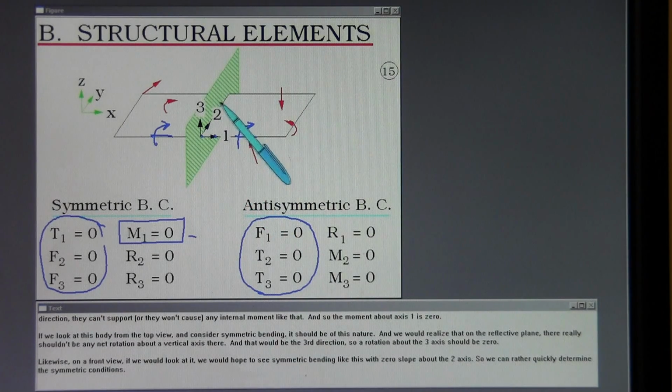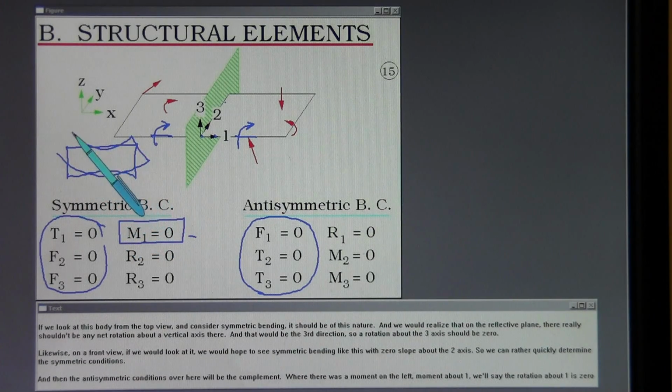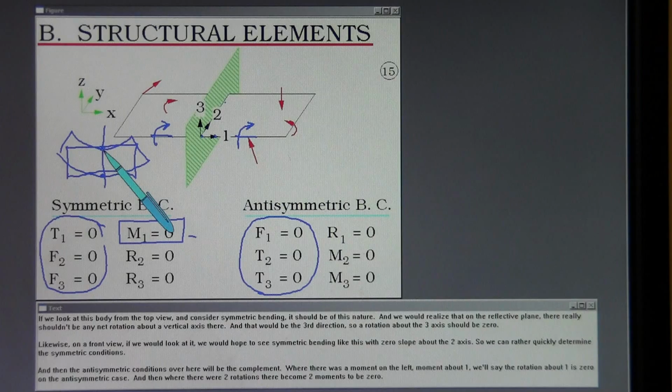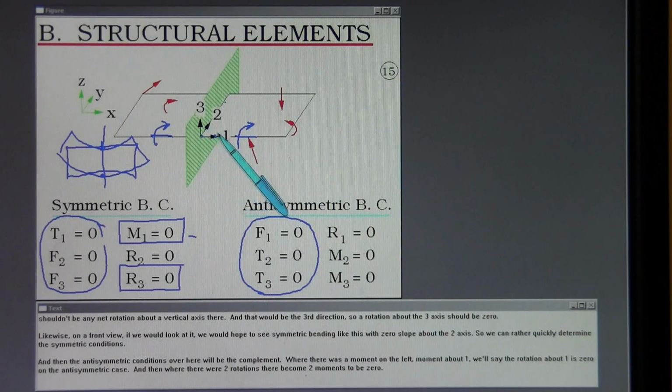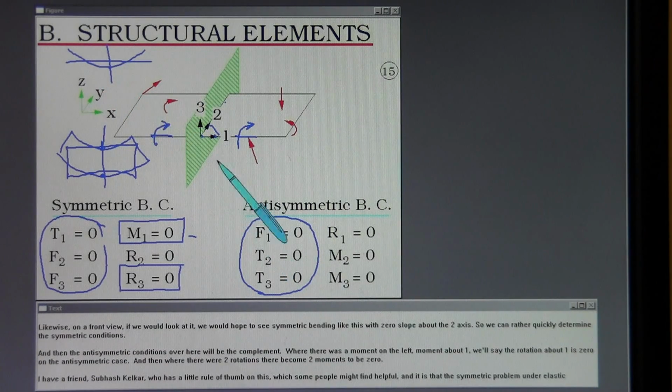If we look at this body from the top view and consider symmetric bending, it should be of this nature. And we would realize that on the reflective plane there really shouldn't be any net rotation about a vertical axis there, and that would be the third direction, so rotation about the 3 axis should be 0. Likewise, on a front view, if we would look at it, we would hope to see symmetric bending like this with 0 slope about the 2 axis. So we can rather quickly determine the symmetric conditions.